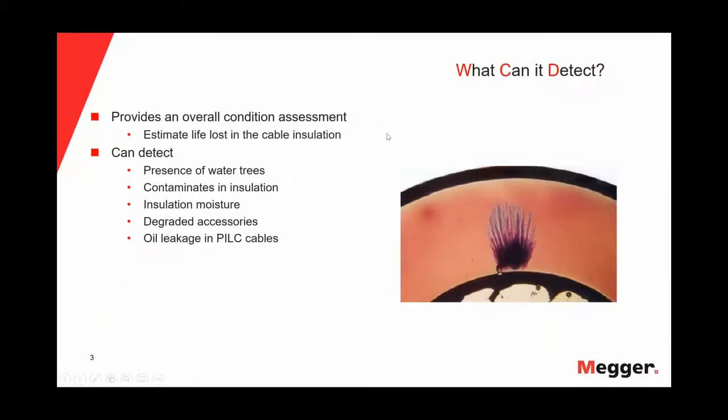What can it detect? It provides an overall condition assessment, estimates life lost in the cable insulation, and it can detect the presence of water trees, contaminants in insulation, moisture, degraded accessories, and oil leakage in PILC cables. If you look at this picture, this is an example of a water tree in the insulation, and here's your semiconductive layer, your outer semicon, and your conductor, whether it be aluminum or copper.